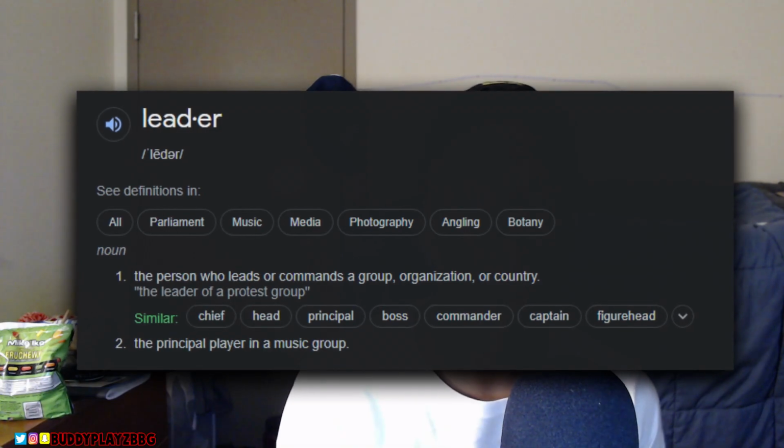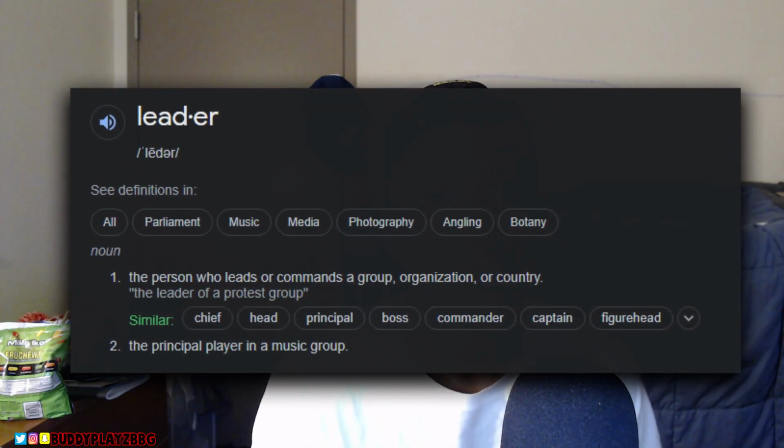Whenever you look at the definition of a leader, it's the person who leads or commands a group, organization, or a country. And to be the best leader, you don't necessarily have to be the strongest or the smartest person. You just have to be the person that people look up to, want to serve under, and want to follow.